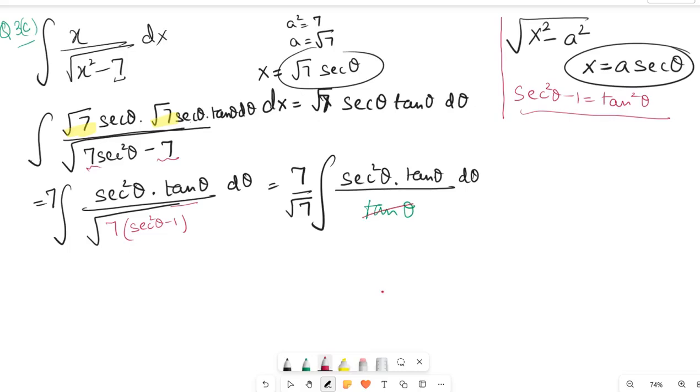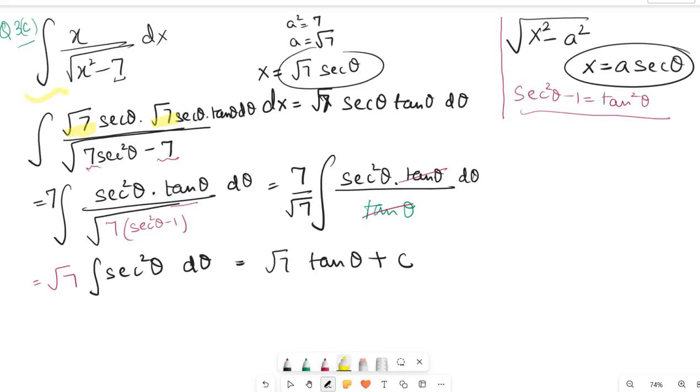Okay, this tangent theta can cancel. And 7 by root 7 is just root 7. Integral of secant squared theta d theta. The integral of secant squared theta is tangent theta. So we are done.